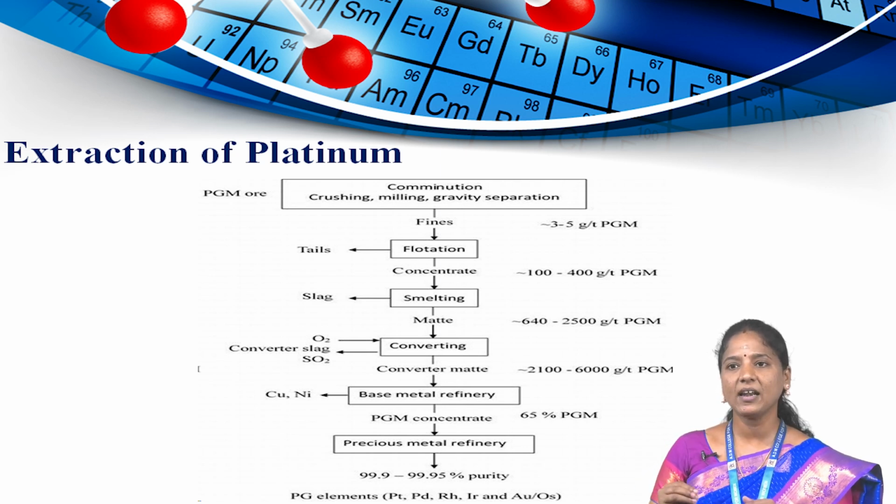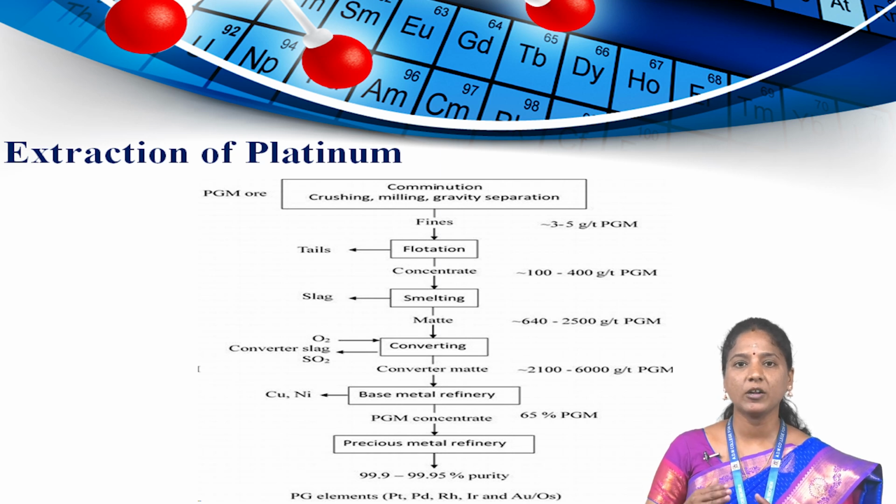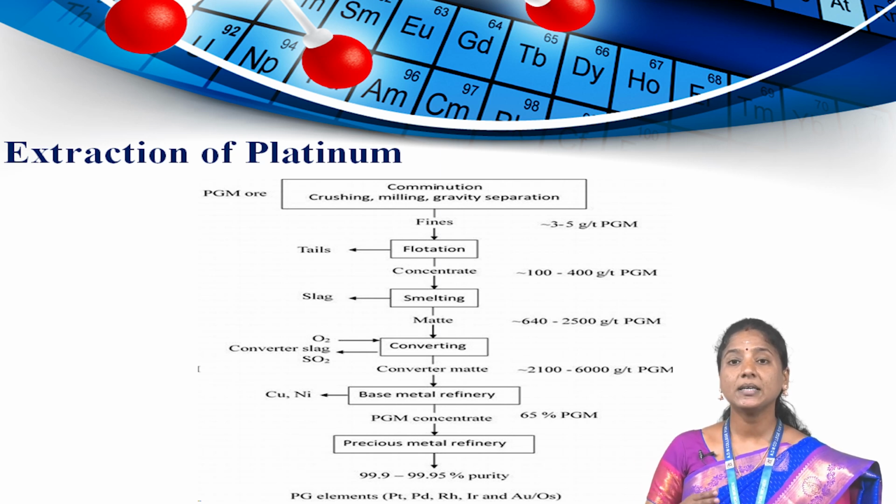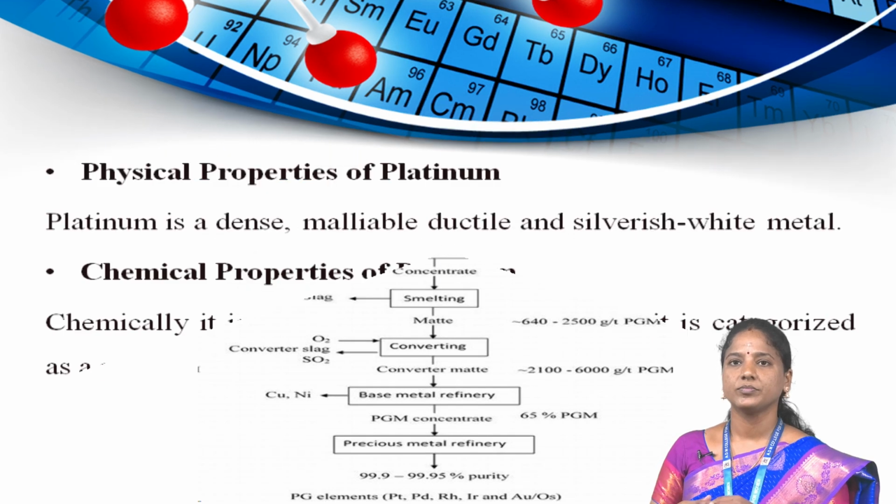The second largest deposits of platinum are found in the Ural Mountains in Russia. In India, abundant platinum deposits are found in Tamil Nadu. Platinum deposits are more on the moon and Mars.